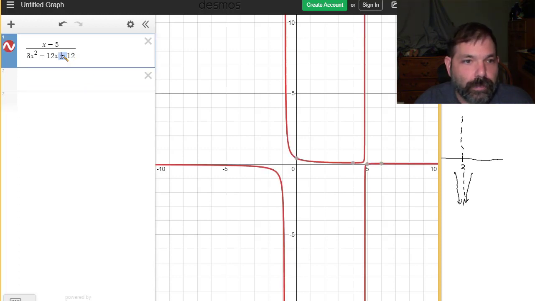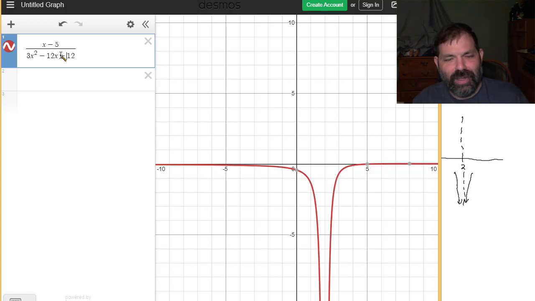Oh, plus 12. There we go. Like that, then that graph didn't look right. Okay, 3x squared minus 12x plus 12. And what I can see here again is that at x equals 2, I see the vertical asymptote, and I see on either side the curve approaching negative infinity.